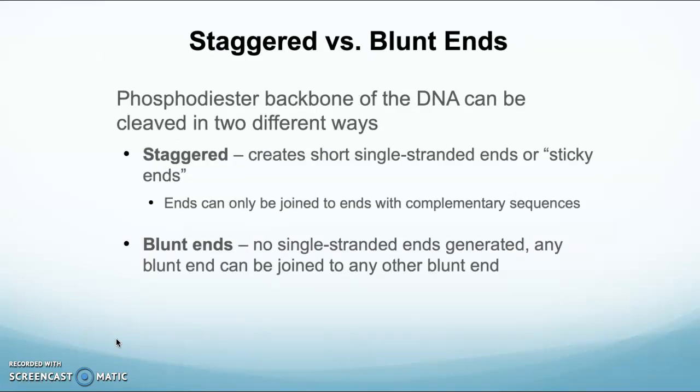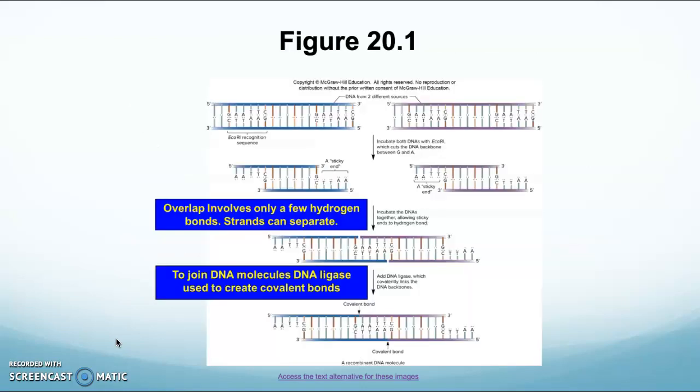And with this cut, think about that phosphodiester backbone of DNA, right? So the rails of the ladder, they can be cleaved in 2 different ways. One of them is what we would call a staggered cut. And what this does is it creates sticky ends, meaning that we have short overhangs between the 2 complementary strands. And those ends then can only be joined with complementary sequences with other sticky ends. The other way that we could do this is blunt ends, meaning that it cuts that double strand at exactly the same point. And I'll show you a quick picture of the staggered, but you can imagine then what the blunt cut would look like.